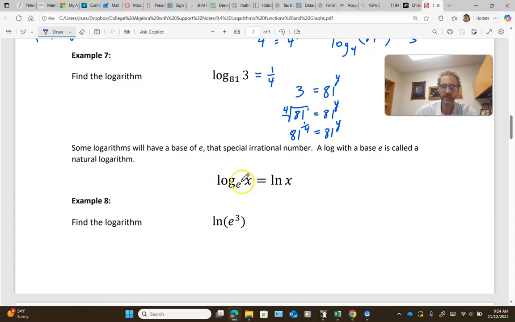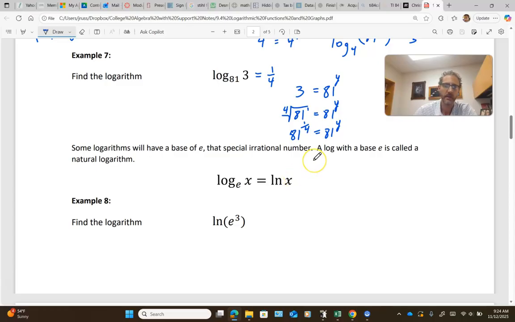Instead of writing log base e of x, it's expressed as the natural log of x. Now you may think the acronym here is backwards, but it's not, because it's actually French. But just think, the natural log. Natural log, because e is a number that we find in the natural world. So anytime you see the natural log of x, understand that that just means log base e of x.